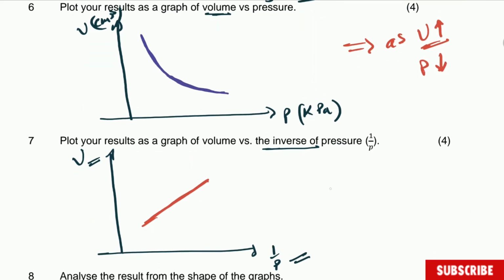What you see in this graph here is that as volume increases, the inverse of the pressure, be careful, also increases. So in other words, in this case, volume is directly proportional to the inverse of the pressure. That's it all there, as you can see it there.